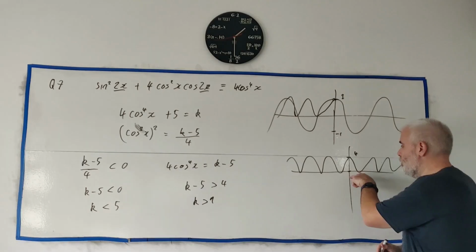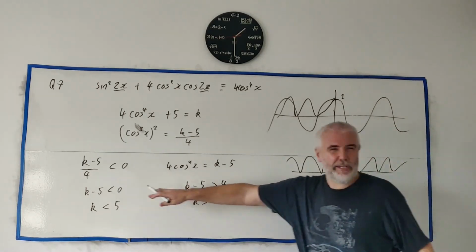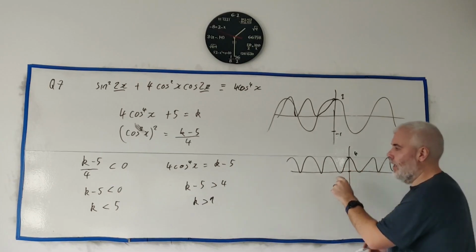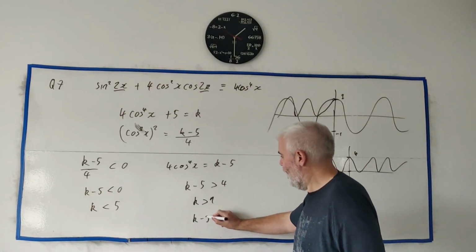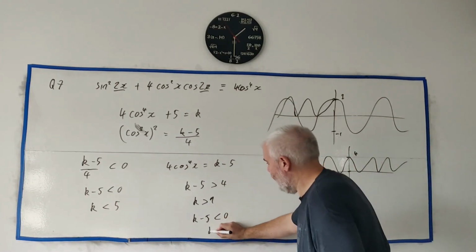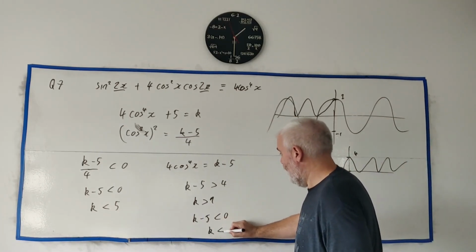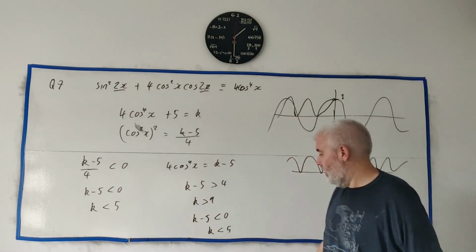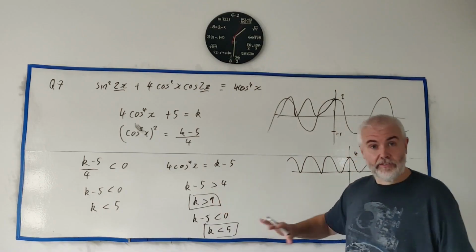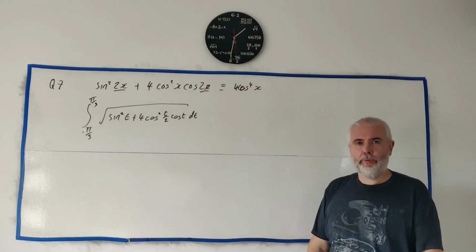And they also want you to recognize, which is sort of what we did before in a different way, that k minus 5 has to be less than 0 for it not to be real, or k is less than 5, just like we found out there. So there are your two answers. If you had these two answers, you're fine. Right, on to part C.